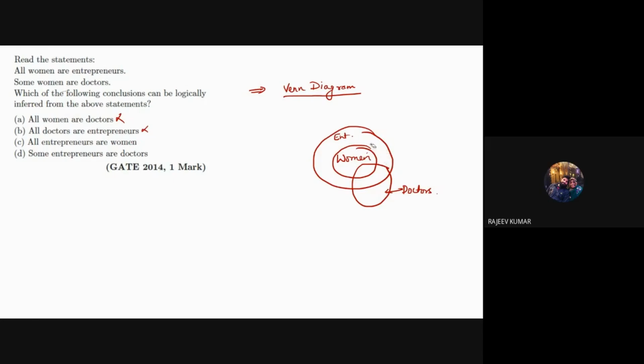You can see some of the diagram going outside the women, which are some entrepreneurs who are doctors. Yes, especially those women who are doctors as well as entrepreneurs, right? So this particular thing shows that some of the doctors are going to be entrepreneurs, some of the entrepreneurs are going to be doctors. So this is the correct answer.